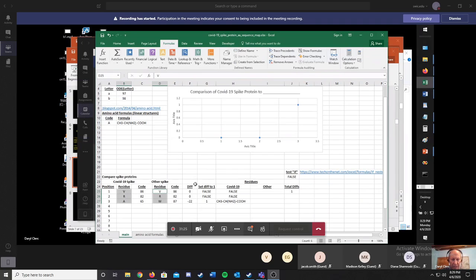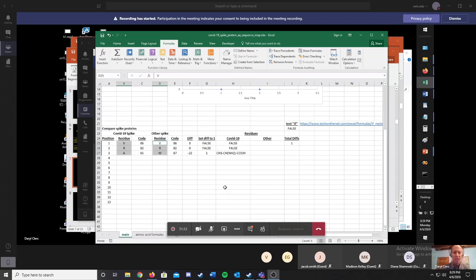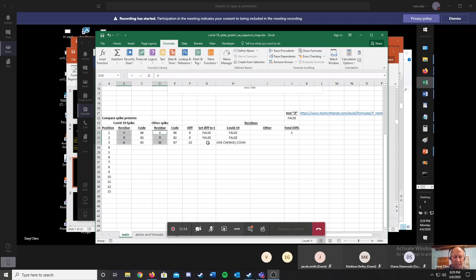So now the second part of this is identifying the differences and counting them. We've actually already identified the differences. That's what this if statement did. The 1 value showed that a difference occurred here, and we want to display the residue associated with each protein. So we need the map of the residues, which is here. This tab says amino acid formulas.